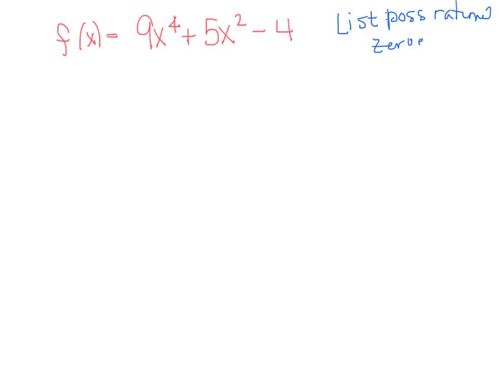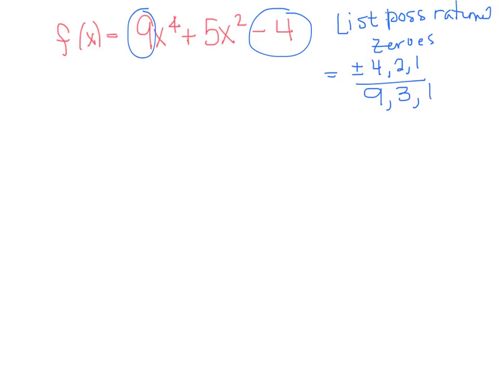that's a handful by itself, would be plus or minus the factors of this last number divided by factors of the first number. So 9, 3, and 1. So what I'm going to do is start synthetically dividing. I have 9, don't forget the 0, 5, don't forget the 0, negative 4.